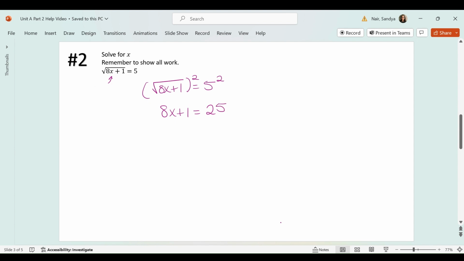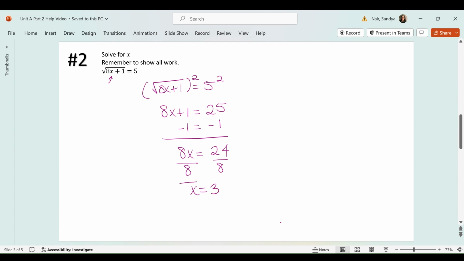So now all we need to do is use our opposite operations to get x by itself. Remember, generally we add and subtract before we multiply and divide. So I'm going to start off by undoing this plus 1, and I can undo that by subtracting 1 from both sides. When I subtract 1 from both sides, I get 8x equals 25 minus 1, which is 24. And now all I need to do is divide both sides by 8 so that I can get x by itself. So that gives me a final answer of x equals 3.